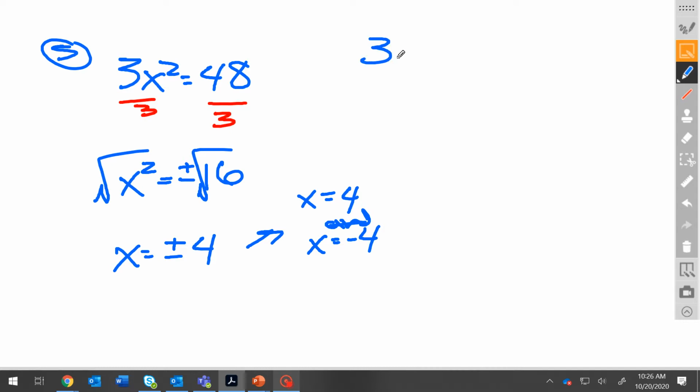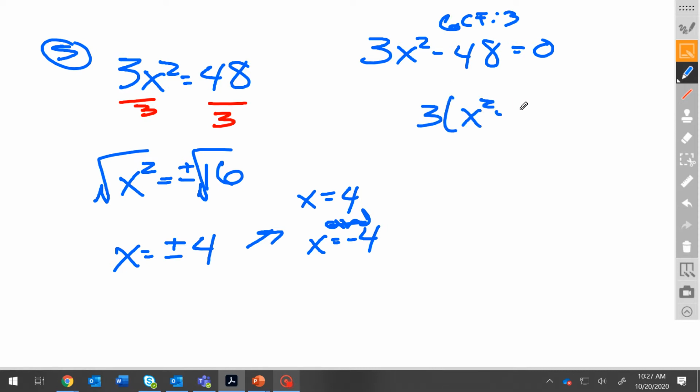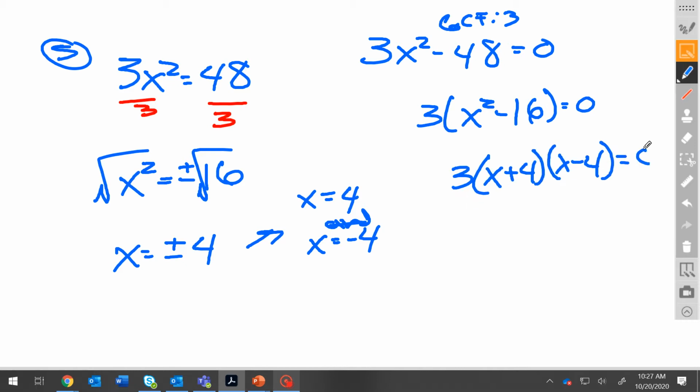However, I will do it by factoring. So we would have 3x squared minus 48 is equal to 0. We would factor out the GCF, which is 3. So we have 3 times x squared minus 16 equals 0. And then x squared minus 16 is a difference of two squares, x plus 4, x minus 4. You can kind of see where this is going. You see that we're getting to our solutions there. So you can do it by factoring, but it's much easier to do by square rooting.